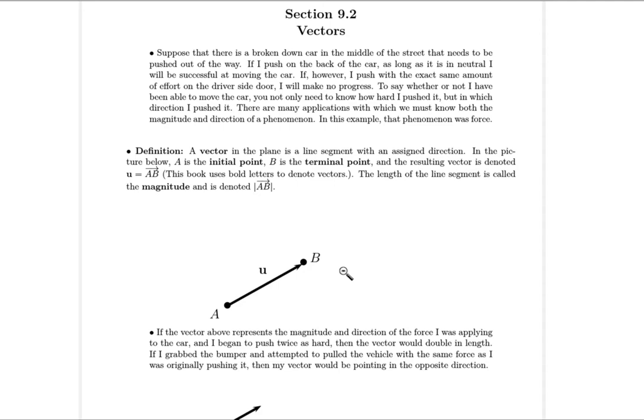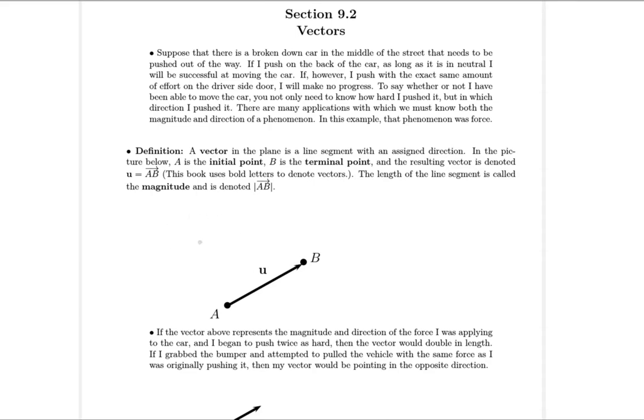But I will start from the beginning because I'm not going to assume that everyone has the same experience with vectors. So we will start from square one with just what a vector actually is. Here's the definition. A vector in the plane is a line segment with an assigned direction. In the picture below, we have a line segment going from A to B, and you can see it goes in that direction because of the arrow. We call A the initial point and B the terminal point.